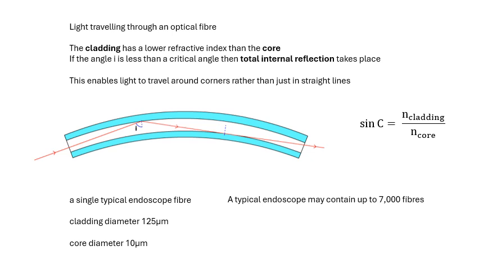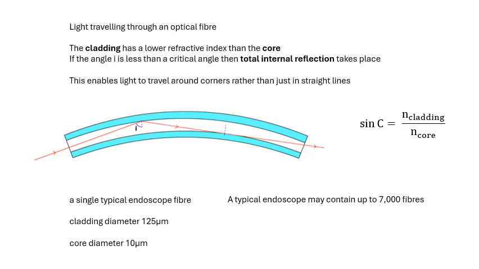There would be one equation you might have to use. Now, normally from GCSE, sine C equals 1 over n, but here we've got two values of n, so it's the lower value over the higher value, so sine C equals n cladding over n core. This diagram isn't to scale.